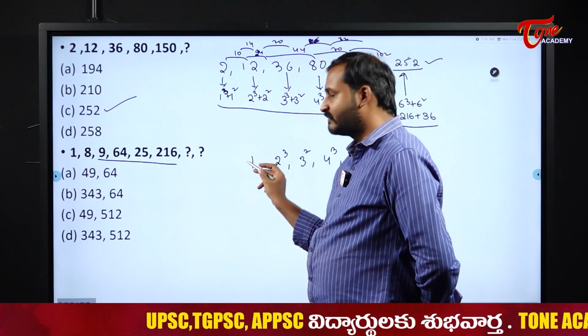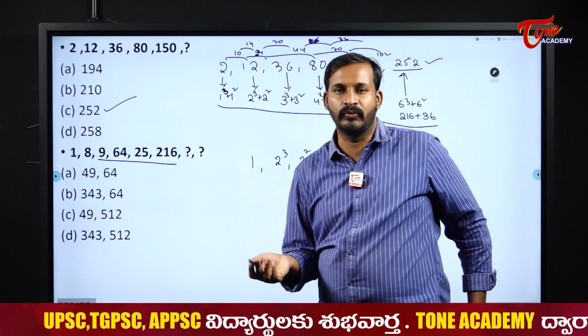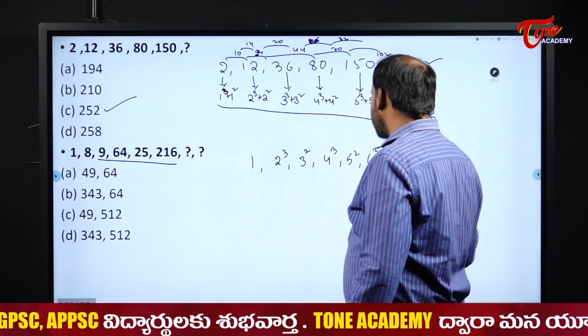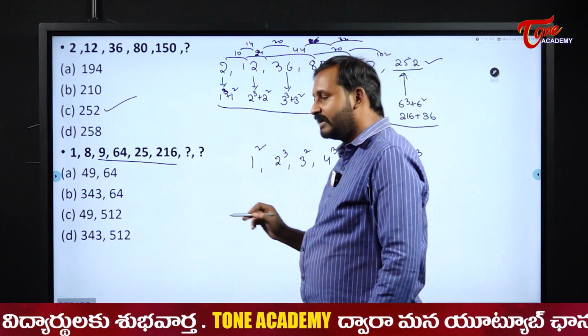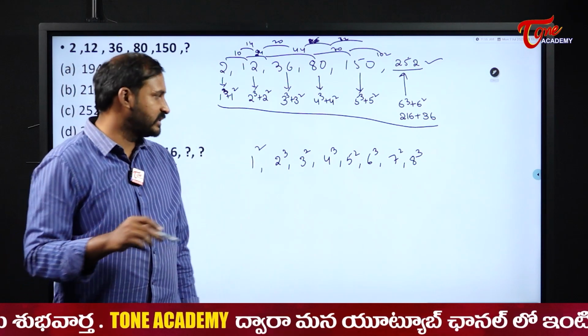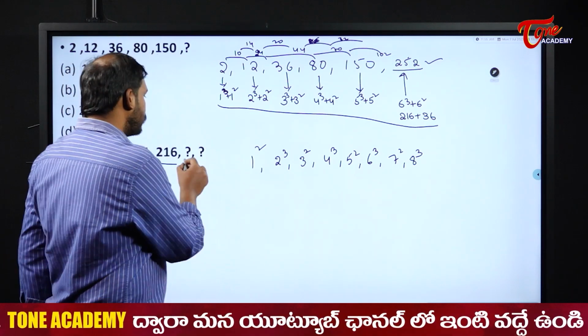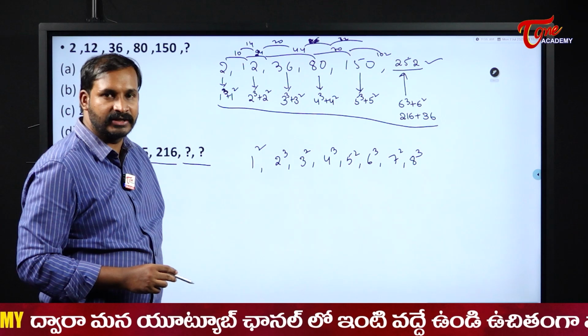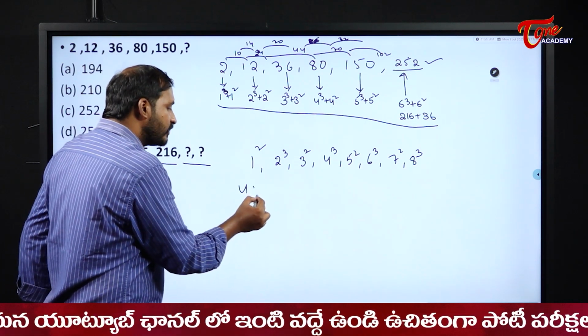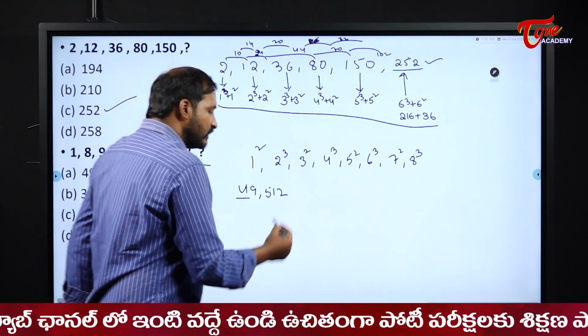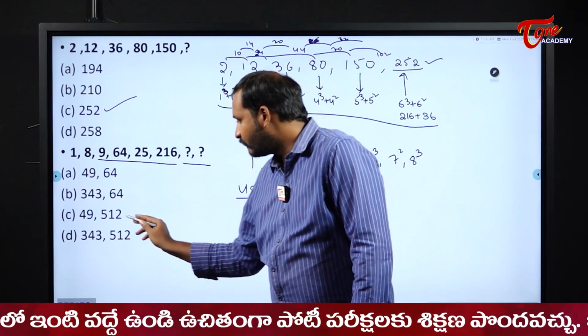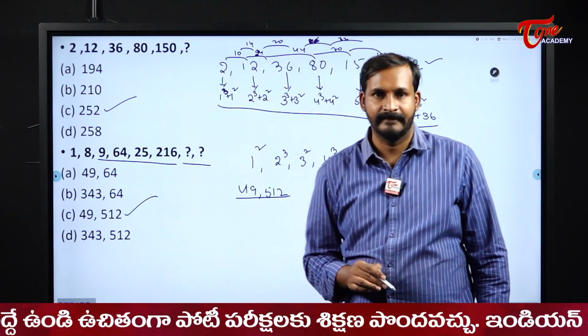Now from this one initially I left. Why? Because square and cube are both the same. But from this logic what I can understand, odd numbers are squared, even numbers are cubed. So the next two numbers should become what? 7 square and 8 cube. 7 square is 49 and 8 cube will become what? 512. So 49 and 512 will be our answer here.